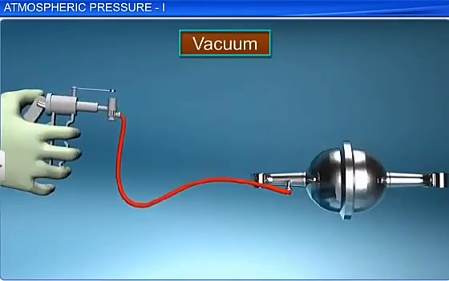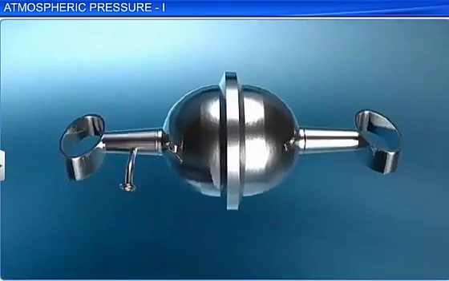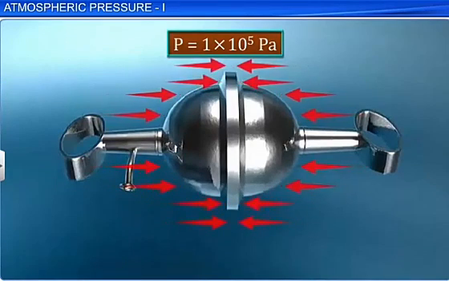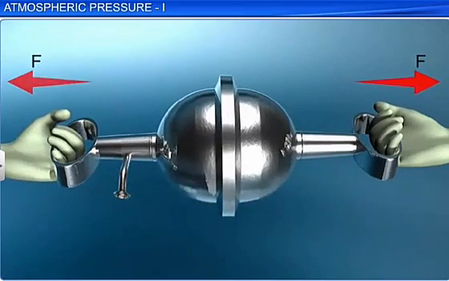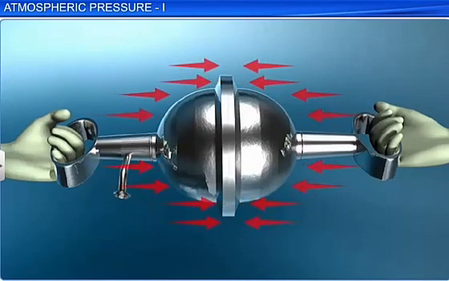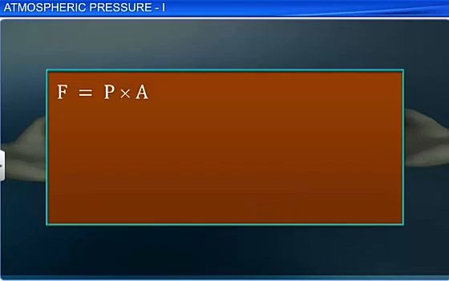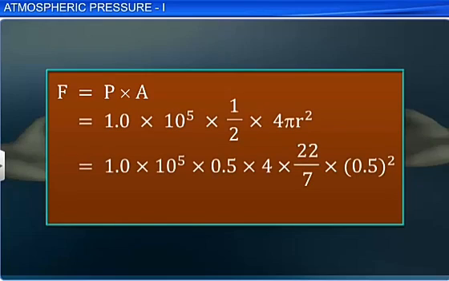The air inside the sphere is removed and the hemispheres are pressed together by atmospheric pressure, which is equal to 1 multiplied by 10 raised to the power 5 Pascal. Now, if the two hemispheres were to be separated, the minimum force required would be the product of the atmospheric pressure and the area of one hemisphere. Substituting the values and simplifying, we get the value of the force F as 1,57,143 Newton.